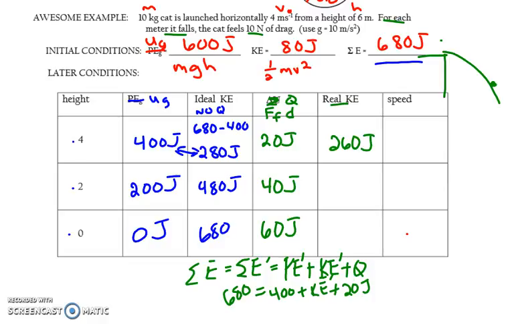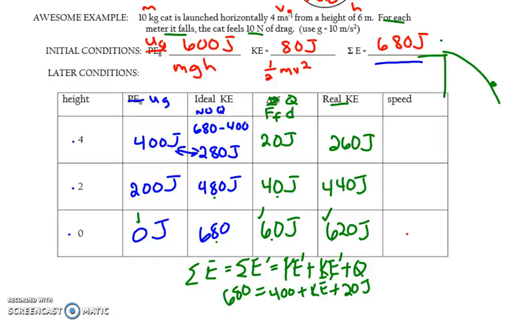When we're at a height of 2, we're going to be 40 joules short of our ideal. So that's going to be 440. And when we're falling a full 6, we're going to be 60 joules short of our ideal. So we're going to have 620 joules. So if you take, let's choose a column, take the bottom. If I take the potential plus the thermal plus the kinetic, they add up to the original total of 680.